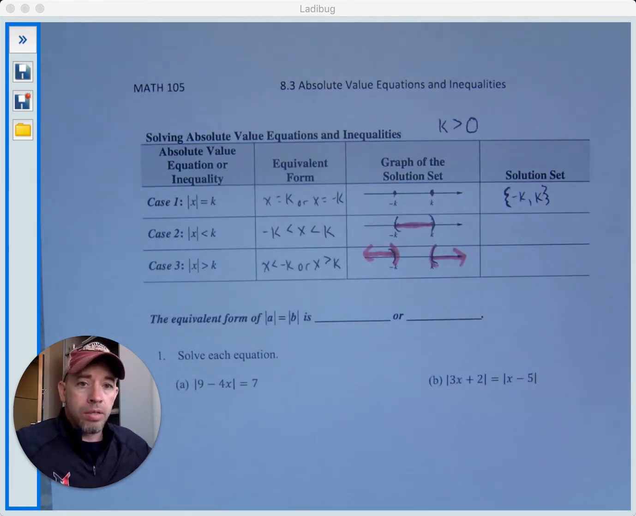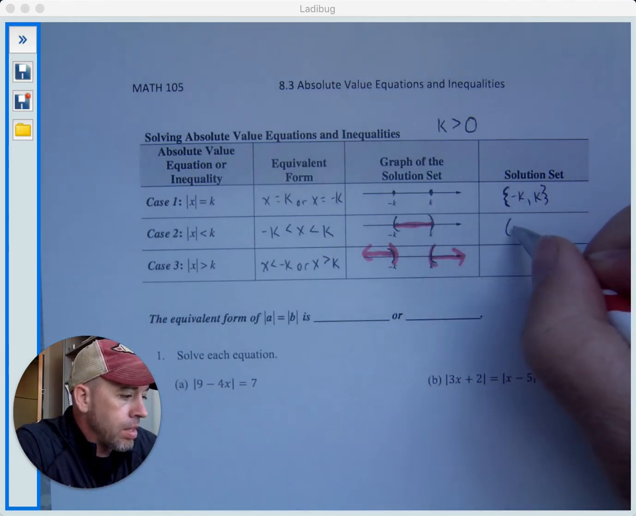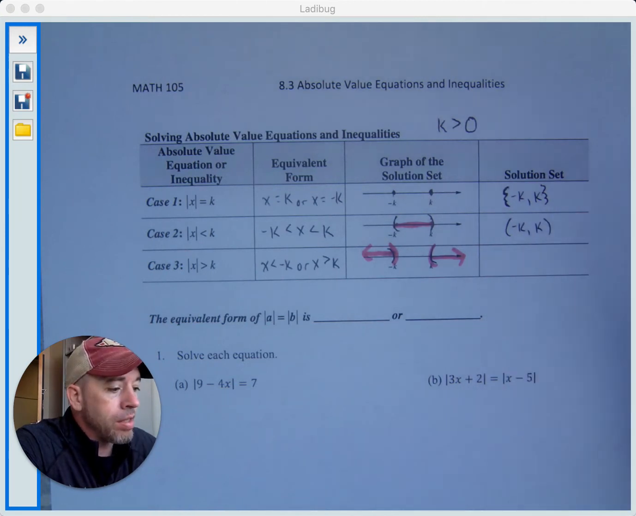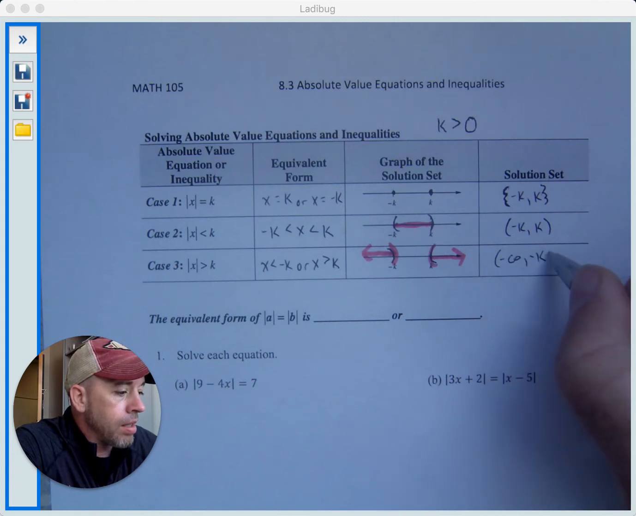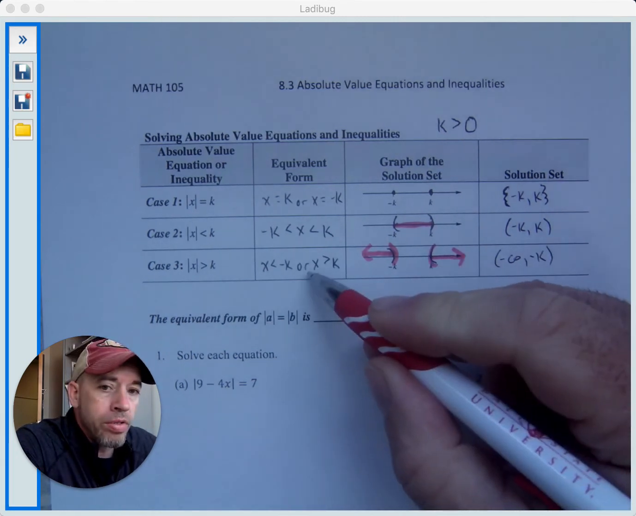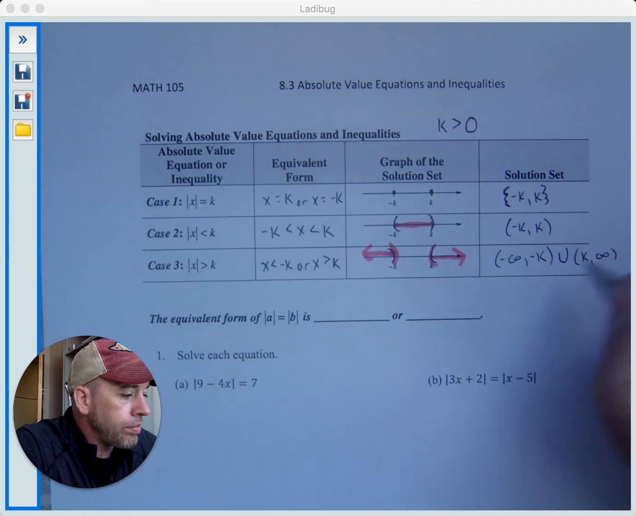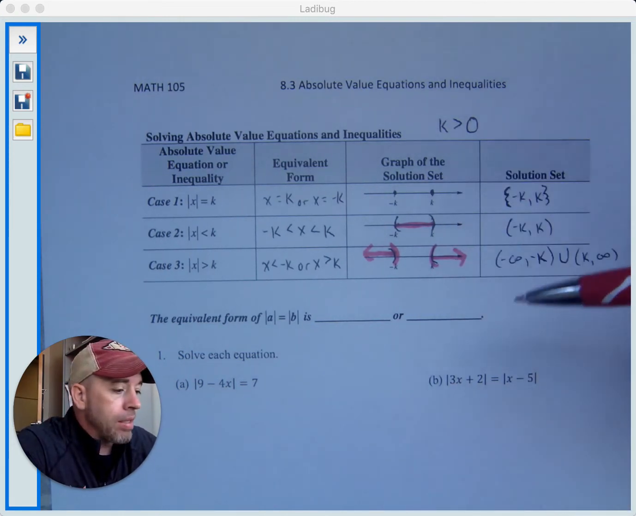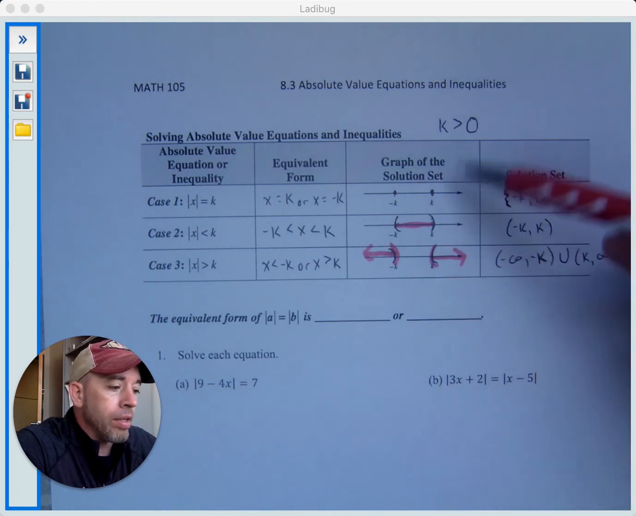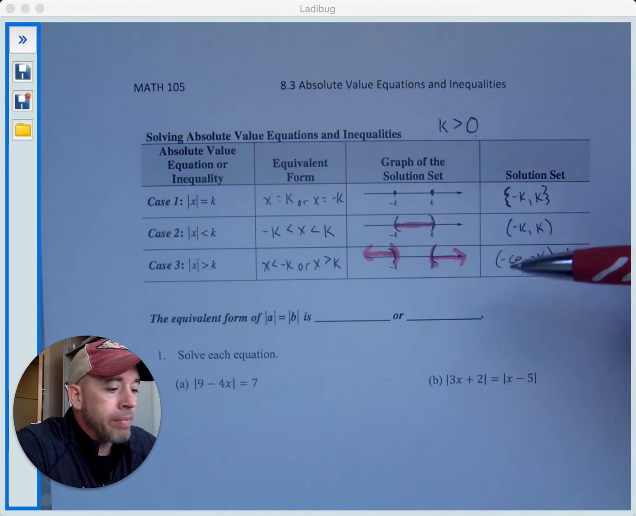And then the solution set, we could use interval notation here. This would be negative k comma k. For the other case, in interval notation, this would be negative infinity to negative k. We have an or, so this is a union of k to infinity. All right, so these are the three cases we're going to look at. Again, these cases only work if k is a positive number. So keep that in mind.